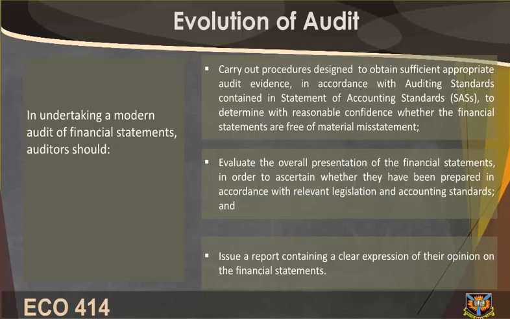In undertaking a modern audit of financial statements, auditors should carry out procedures designed to obtain sufficient appropriate audit evidence in accordance with auditing standards contained in statements of accounting standards, to determine with reasonable confidence whether the financial statements are free of material misstatement, evaluate the overall presentation of the financial statements in order to ascertain whether they have been prepared in accordance with relevant legislation and accounting standards, and issue a report containing a clear expression of the opinion on the financial statements.